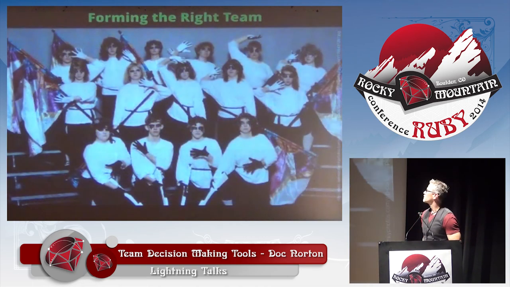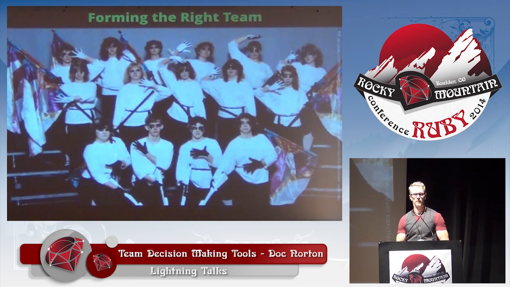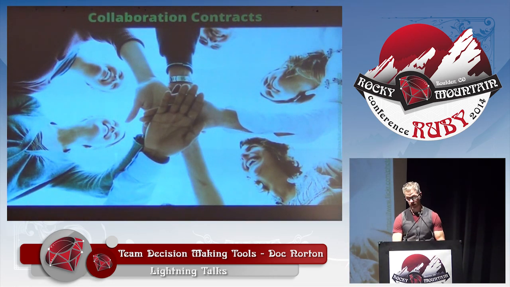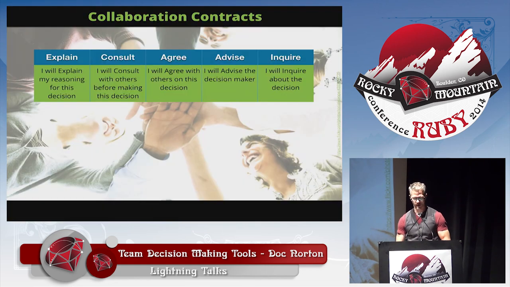So how do we get the right people in the conversation in the first place? How do we form the right team without someone in power saying, you, shut up and go away. You're allowed to speak, right? How does the team self-organize? So what we use is collaboration contracts. I'm going to go through this pretty quick as I'm doing all of this stuff pretty quick. So collaboration contracts are fairly simple.